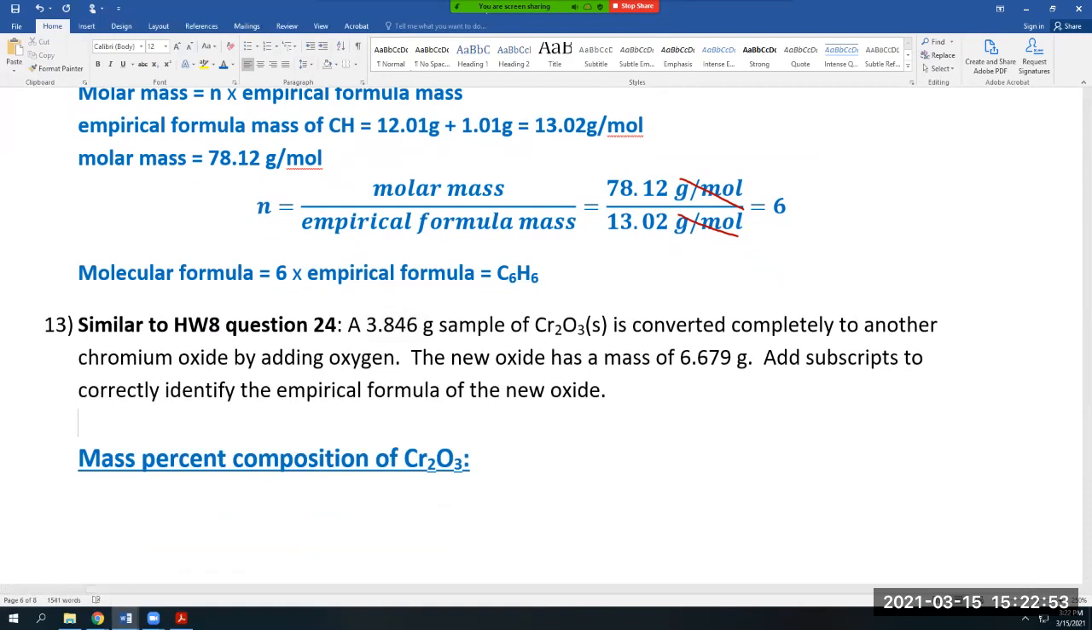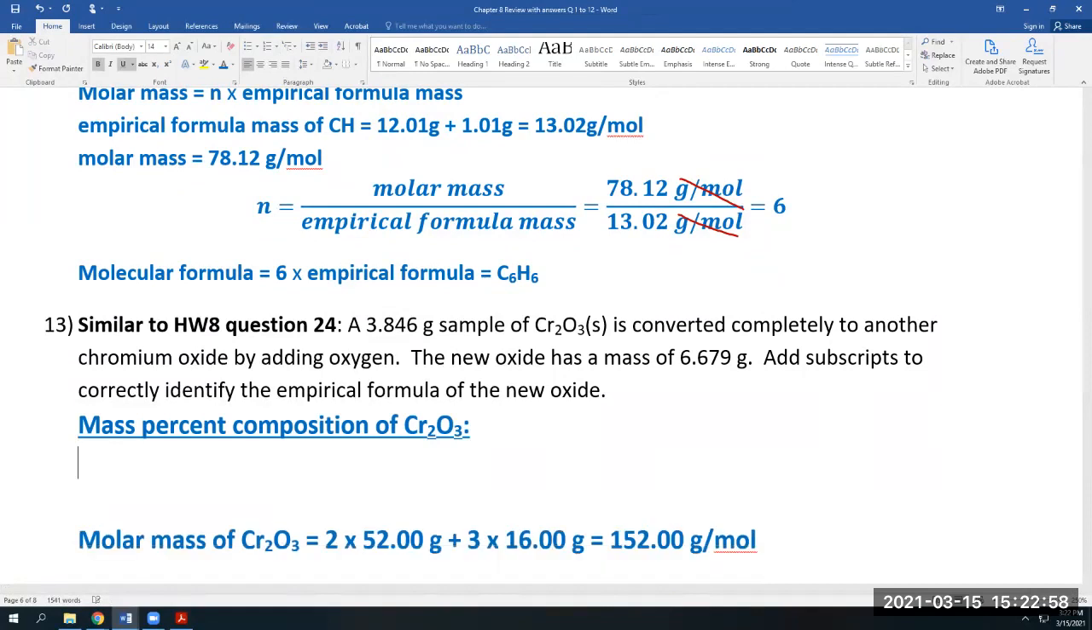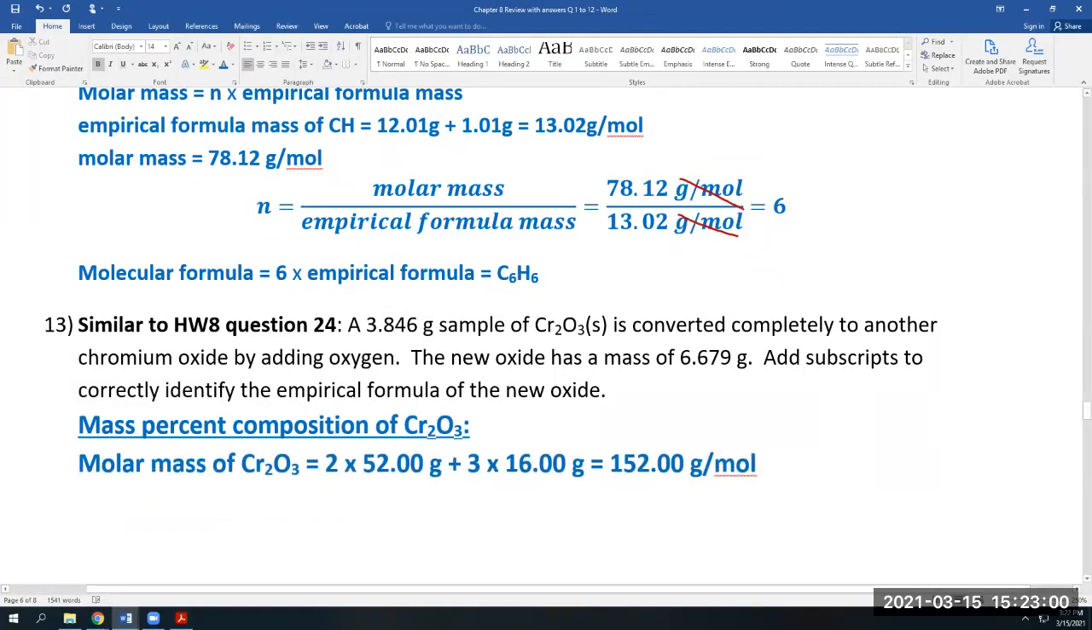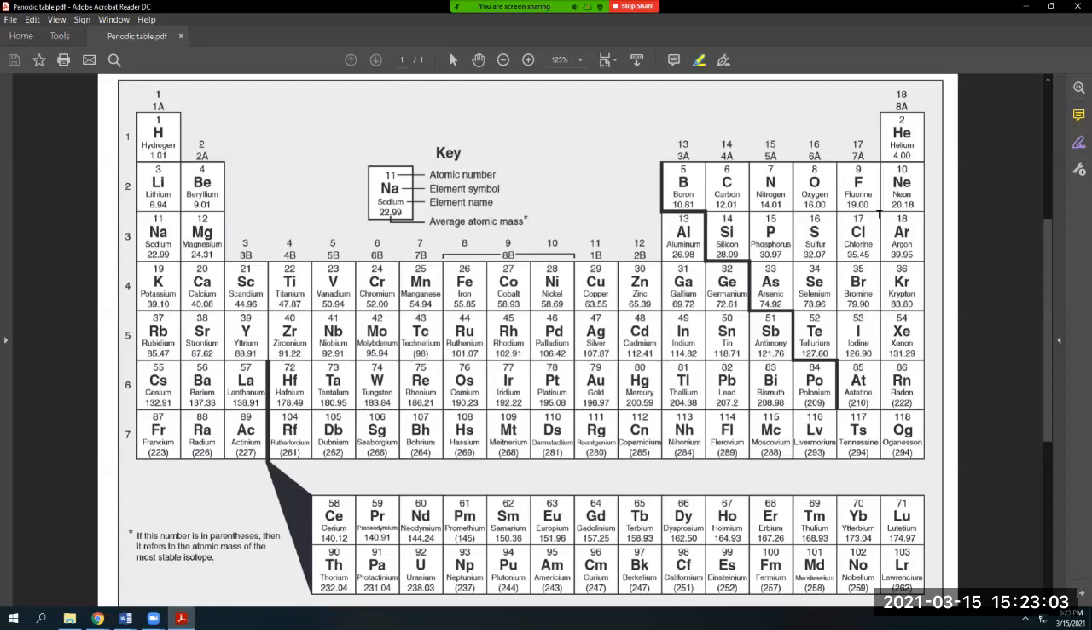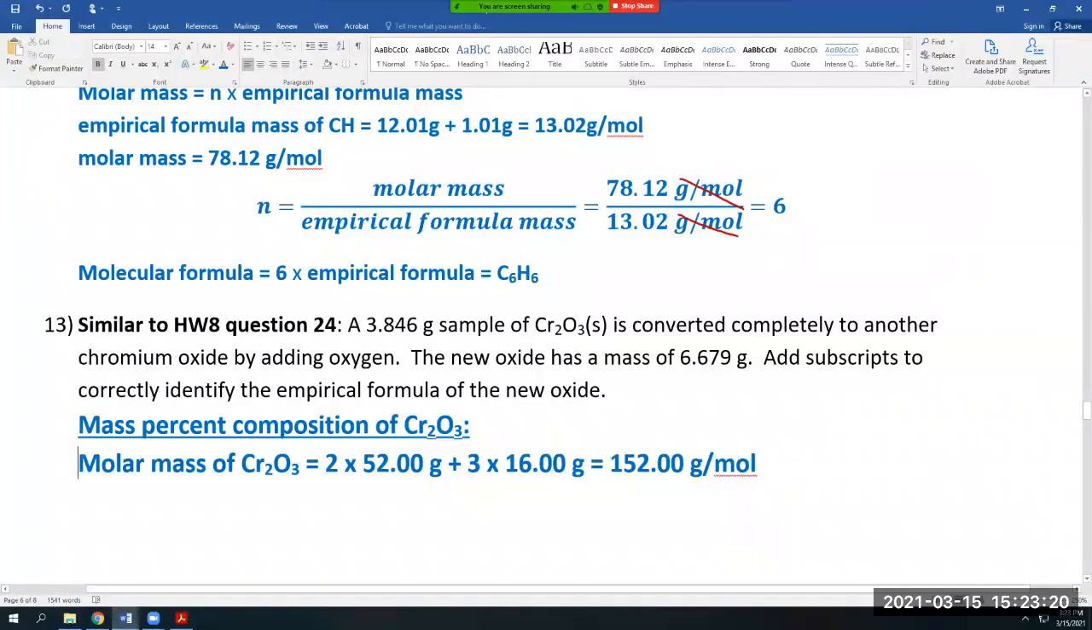So for this, we will need the molar mass of this compound, Cr2O3. So let's look at the periodic table to find the molar masses we need. We have chromium here with 52, exactly 52 grams per mole. And then oxygen, 16.00 grams per mole. So 52 and 16. So we have 2 chromium. So we will do 2 times the molar mass of chromium. So 2 times 52.00 grams.